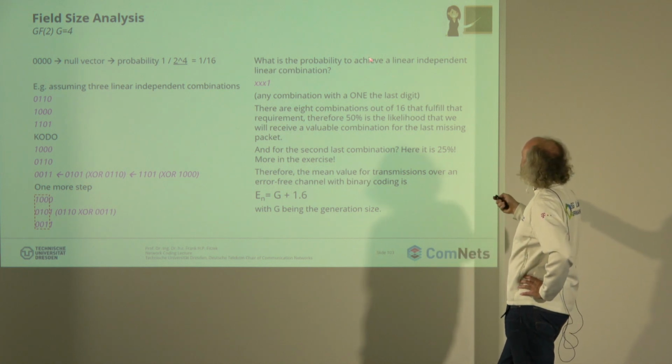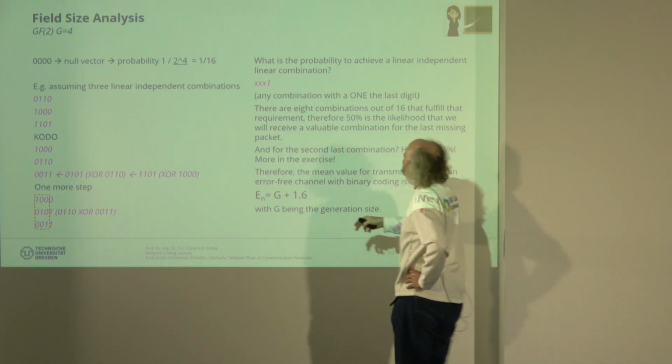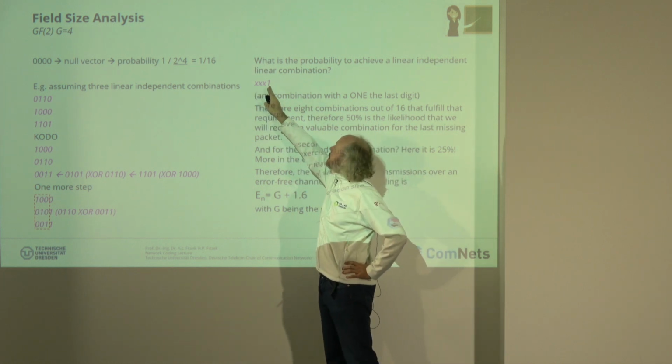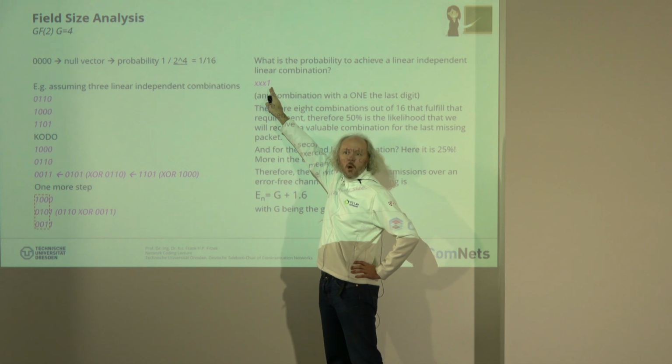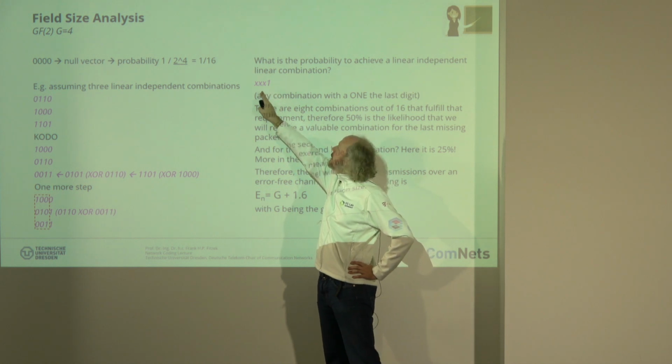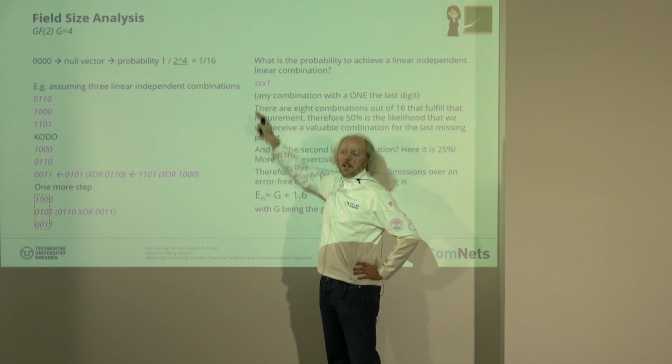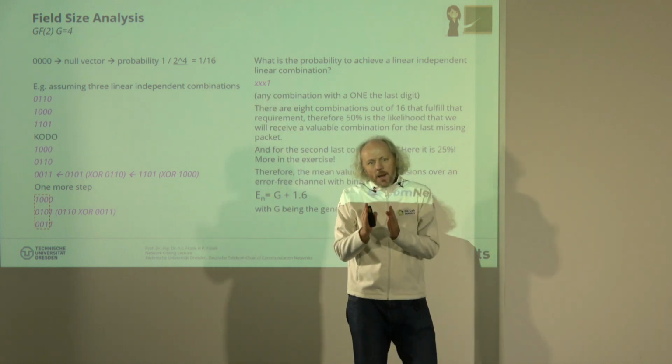So what probability is there to achieve a linearly dependent linear combination? It's xxx1, which means it doesn't matter what is here, but we need a 1 here. What is the likelihood to get a vector exactly like this in the case of binary? 50%. So the last packet to be useful is 50%.